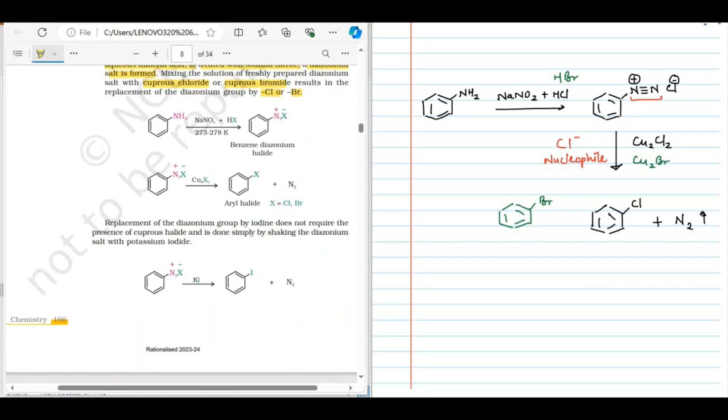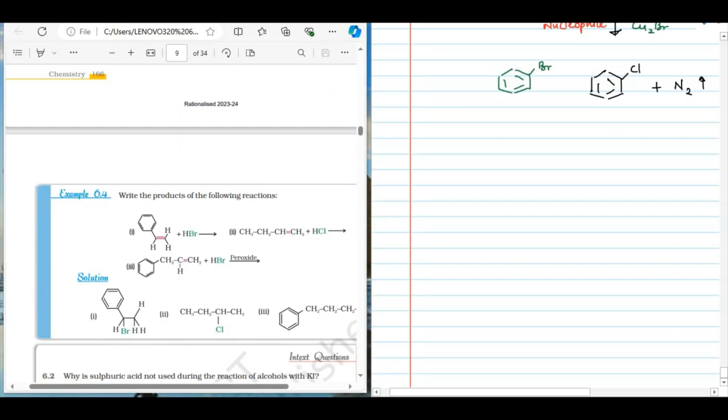Replacement of diazonium group by iodine does not require the presence of cuprous halide, and it is done simply by shaking diazonium salt with potassium iodide. Means for the formation of iodobenzene, it doesn't require Cu2I2. You can simply shake the diazonium halide with KI, and you will get iodobenzene.